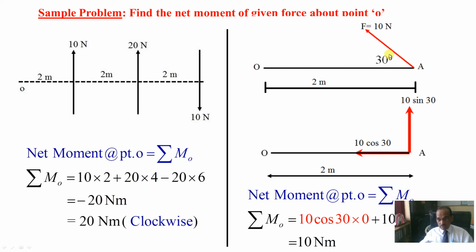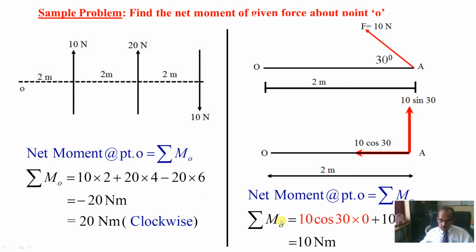So I will resolve this force into two components. Vertical component will be 10 sin 30 and horizontal component at this point A will be acting like this. See, components, direction of the component, vertical component will be upwards and horizontal will be to the left. So these components I have shown.